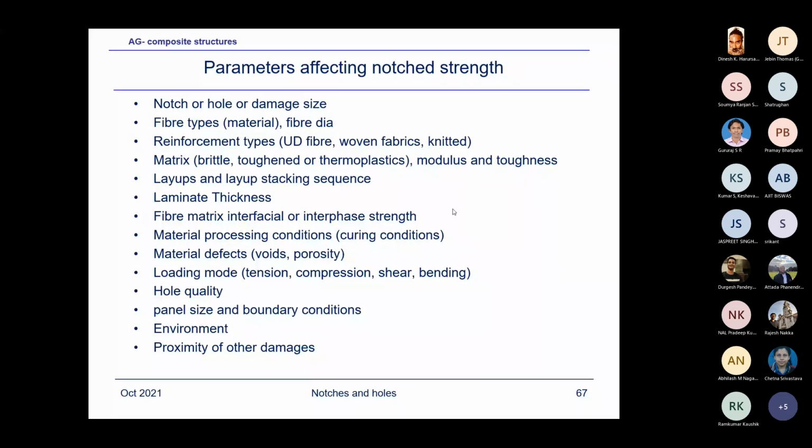And normally what happens, some of the parameters you have already accounted for when we are making the coupon, because we are using the same material which is being used in the design. The process to make the coupon will be exactly the same. So some of these parameters anyway will be taken care of. It's only the design parameters like thickness, layup additions, and the notch lengths, which you may have to consider.